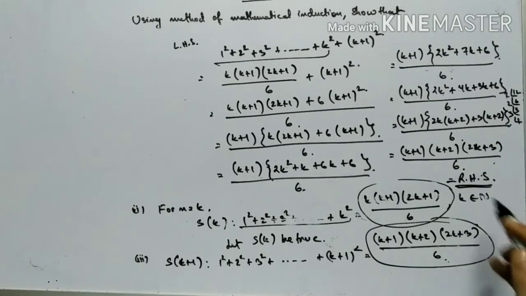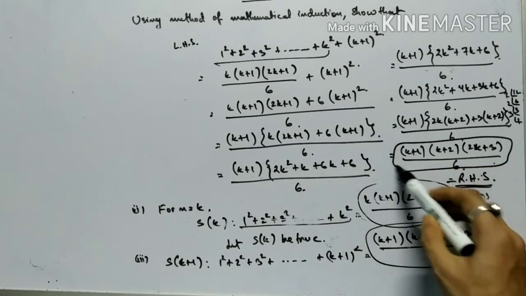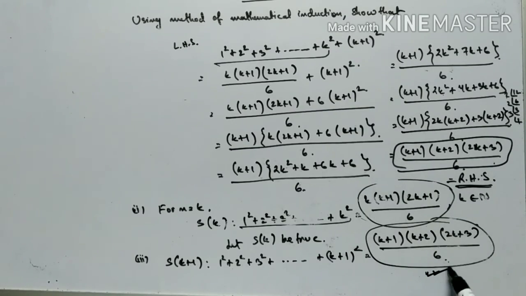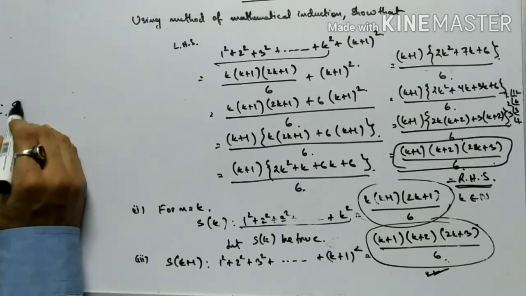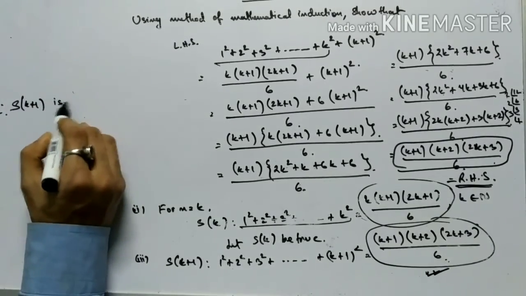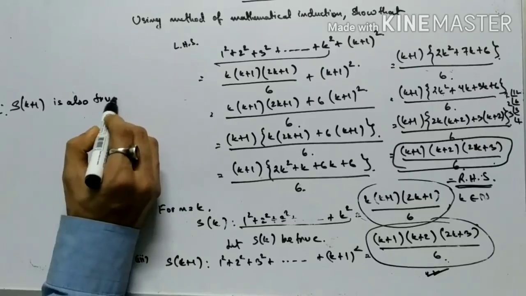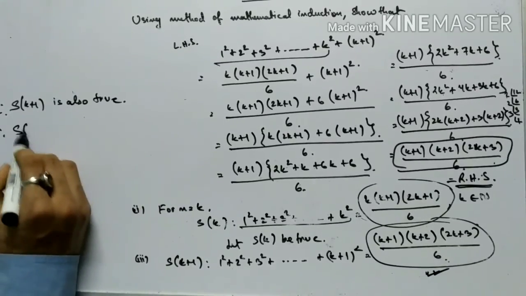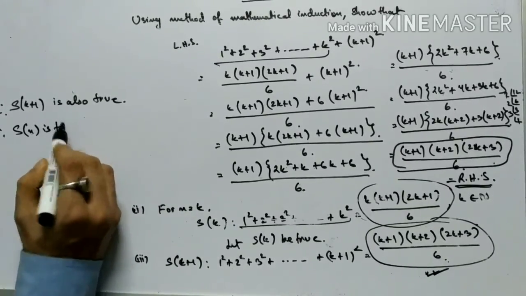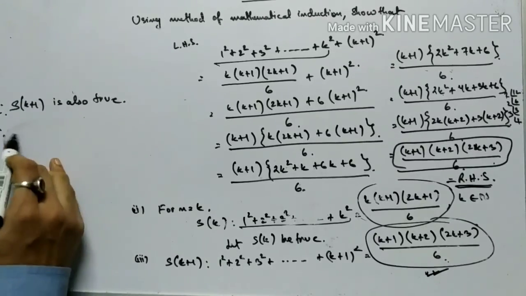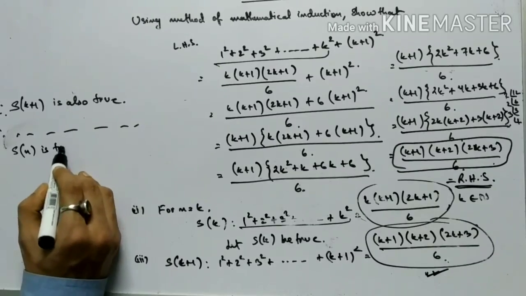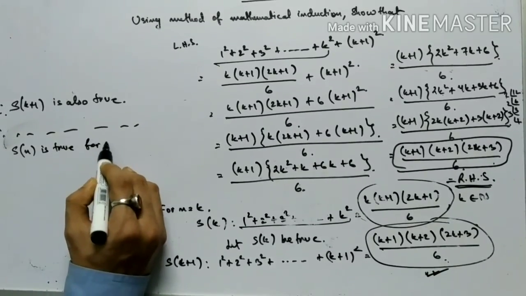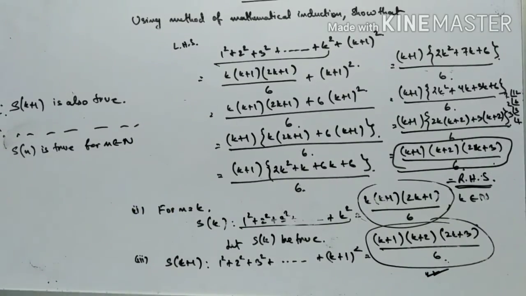Understand this whole thing? It is equal to the RHS. So therefore Sk+1 is also true. Therefore, by the method of mathematical induction, Sn is true for n belongs to N.